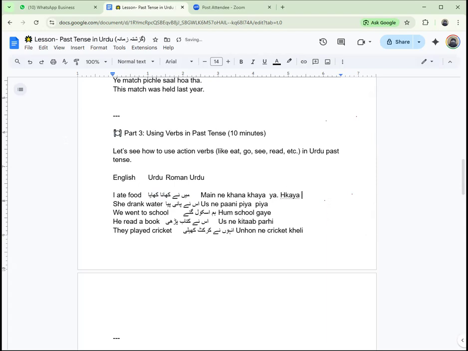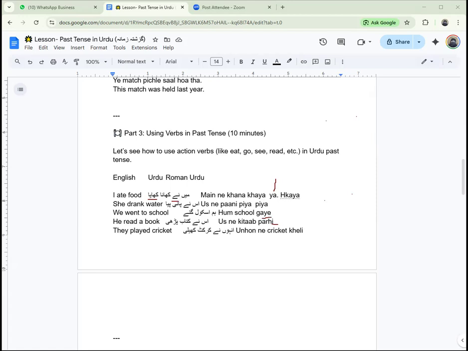Here I have already written: if our action verb ends on ya, we have to put ne there. For example, मैंने खाना खाया. In this example, मैंने खाना खाया, that's why, if we use khaya, we use ne.